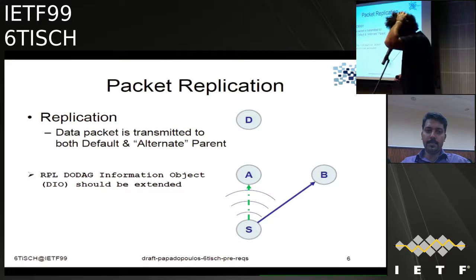Here we need to pay attention to the RPL DIO message that potentially will need to be extended so that each 6TiSCH node has some additional information about their potential parents and list of parents, because we may need to have what we call here an alternative parent.